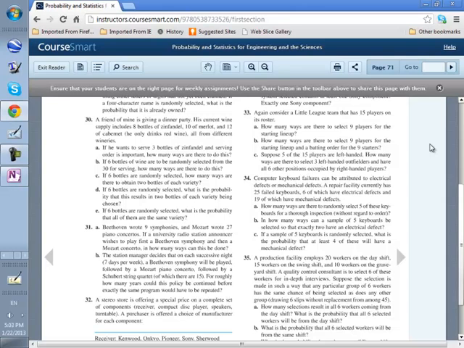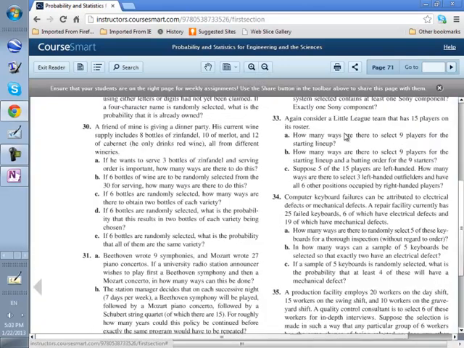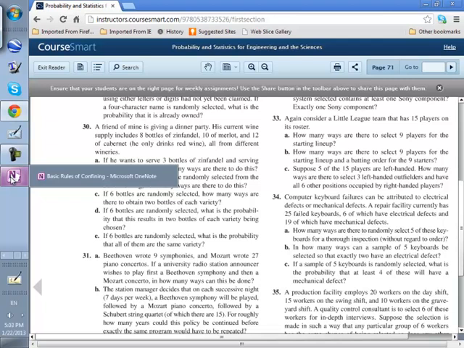A friend of mine is giving a dinner party. You can read it, actually I can enlarge it a little bit so you can read it. Who is going to help me with the reading? That's what the handwriting recognition picked up. Who wants to read the problem? Who wants to volunteer a strong voice?